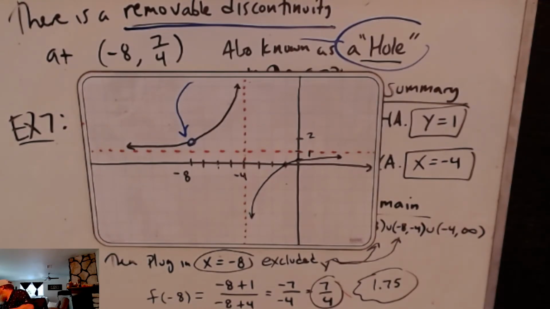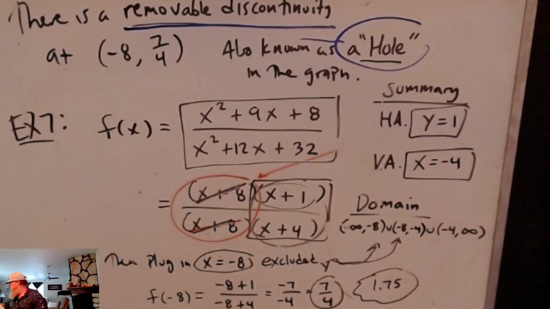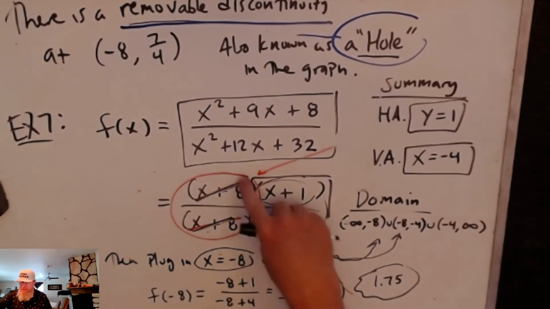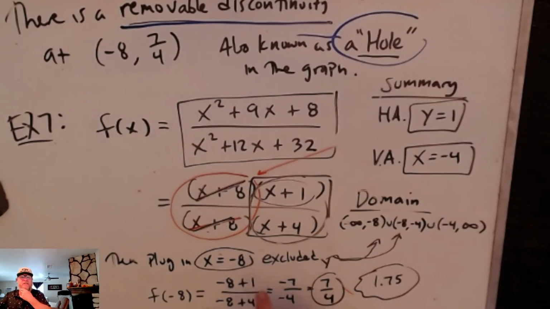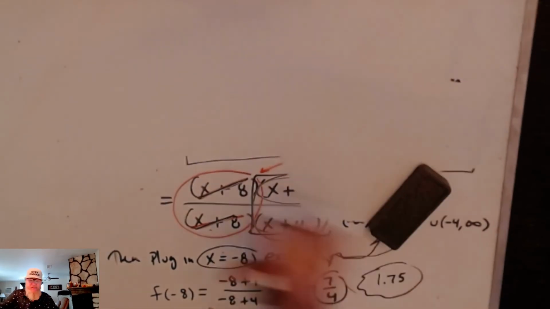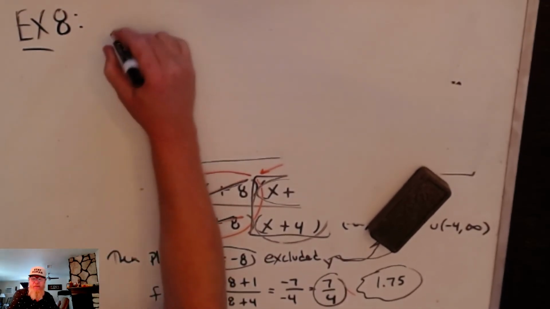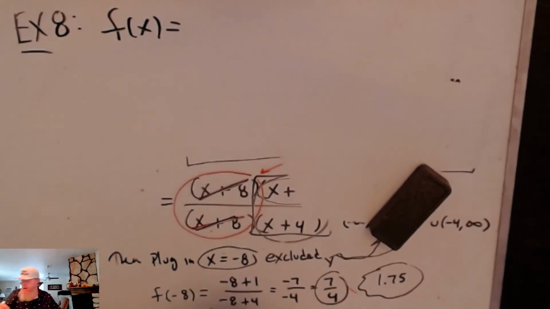Okay, I guess I'm going to do one more of these. It's been about an hour already. I'll do one more of these removable discontinuities, and then we will move on. If they have no common factor, well, then that means there is no hole, no removable discontinuity. Let's see. I haven't planned this one out very well, so I planned out my lesson, but I'm not sure what each problem is going to bring. I sometimes like to be surprised.